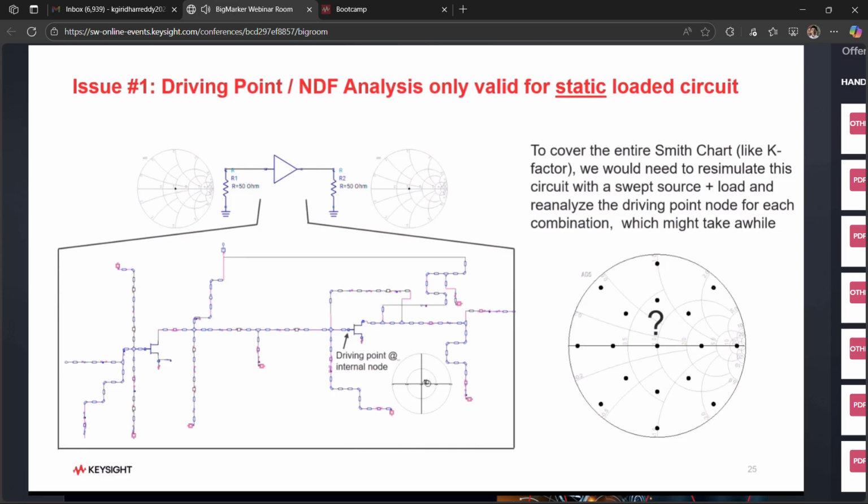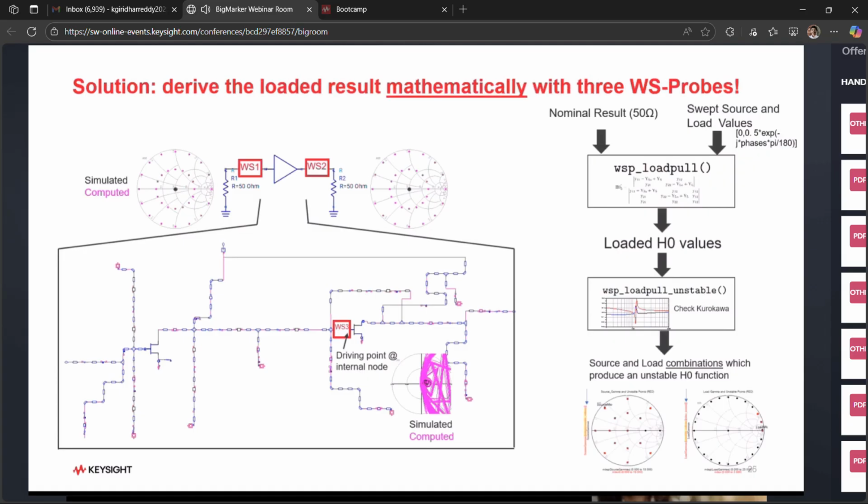Driving point and normalized determinant function are only valid for that static loaded state. If we have 50 ohms at the input and output of the amplifier, and we do normalized determinant or driving point analysis, that's all we get. We just see the static loaded condition. We don't know what happens when we change those loads to other places on the Smith chart. To do that, you would need to do a load pull type of analysis where you vary the source and load impedances, which can take a long time and be pretty complicated.